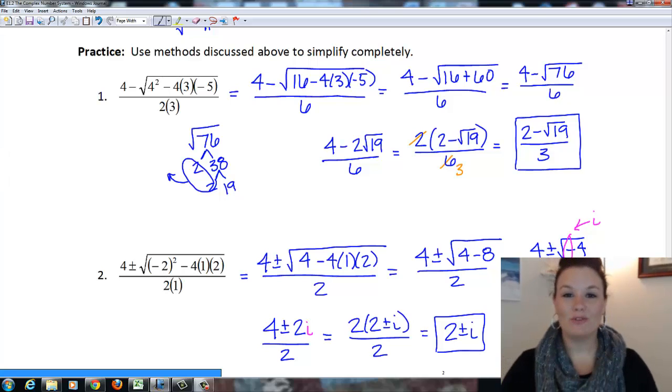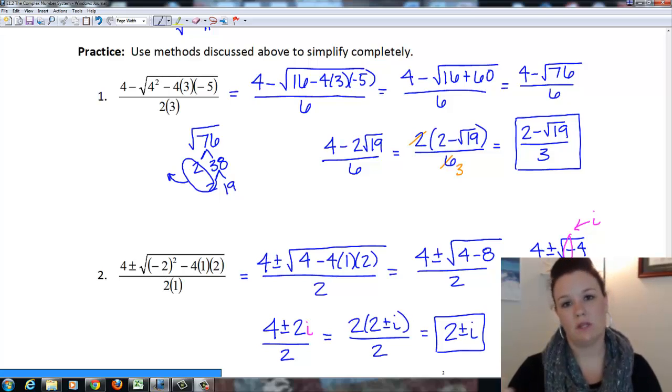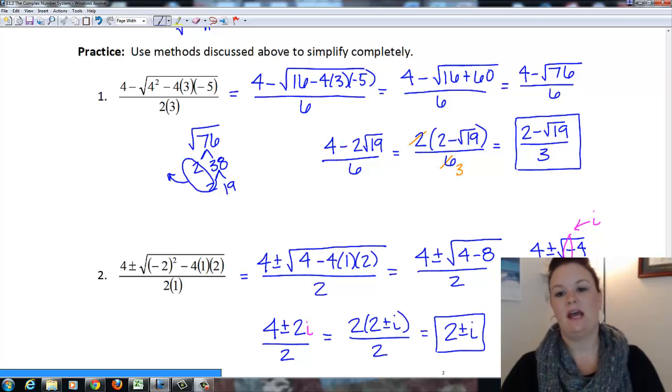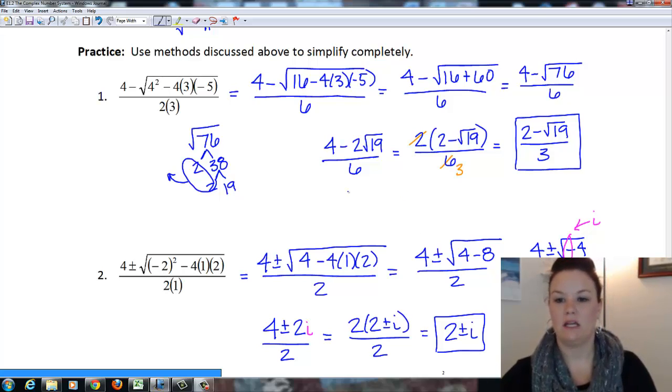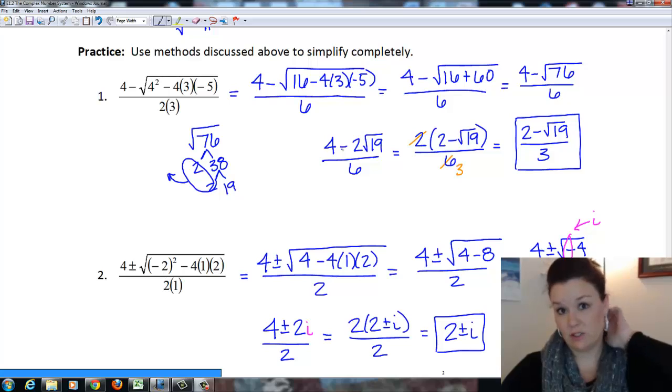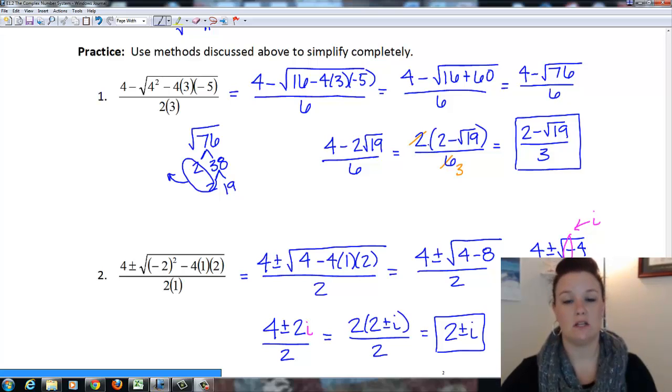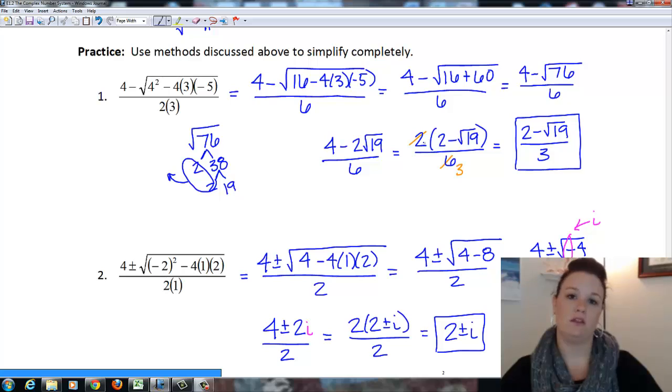Okay, so I went ahead and worked these. On number 1, we're just simplifying. The one thing I do want to point out is when we get the square root of 76, although it's not a perfect square, it can be simplified. We can take out a 2 and we're left with a 19 underneath. And when we get to this point right here, notice all terms are divisible by 2. So you can either reduce all terms by 2 here, or you can factor out a 2 on top and then reduce that with the denominator. Either way you should get 2 minus the square root of 19 all over 3.